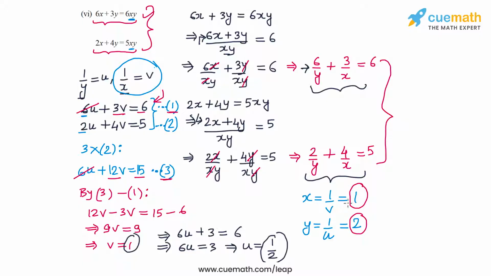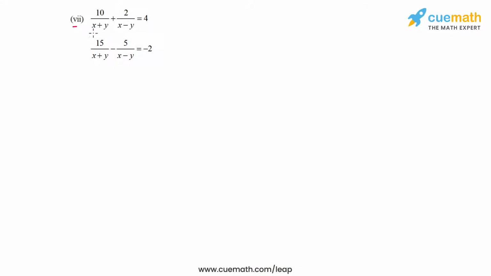In part 7, the equations are 10 by (x plus y) plus 2 by (x minus y) equal to 4, and 15 by (x plus y) minus 5 by (x minus y) equal to minus 2. So clearly these two equations are not linear equations in x and y. We need to figure out some substitution that will convert them into a pair of linear equations.